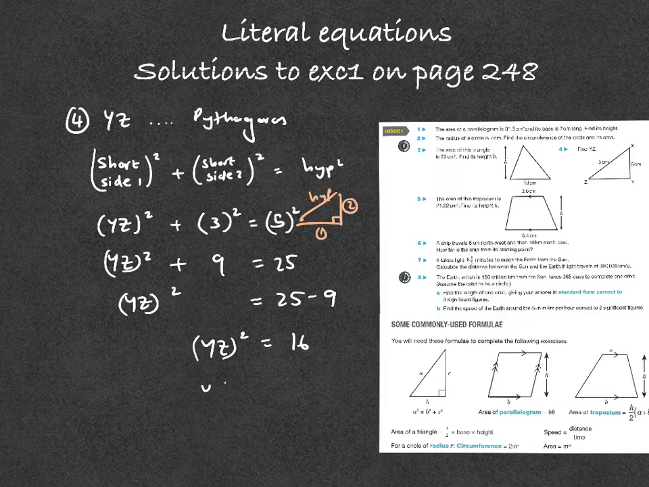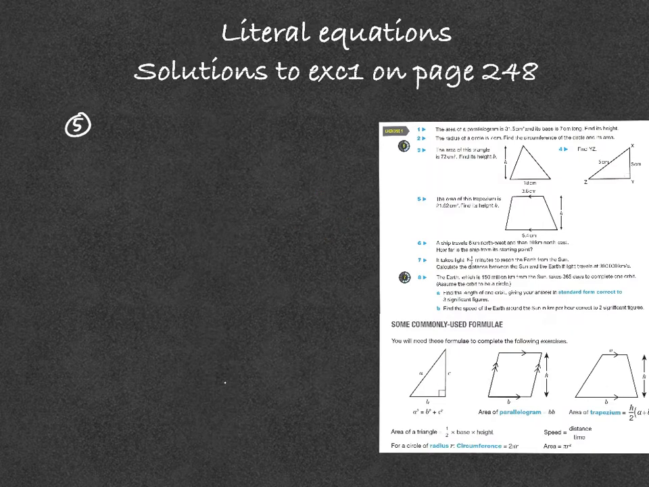So yz squared is equal to 16. I've got a square. In the next lesson, we're going to look more at dealing with squares and square roots. How do I get rid of that square? Square root both sides. We can't square root individual terms, right? But we can square root the whole of the left-hand side and the right-hand side. So we get yz is equal to the square root of 16, which is 4.